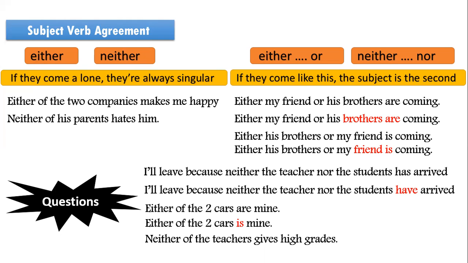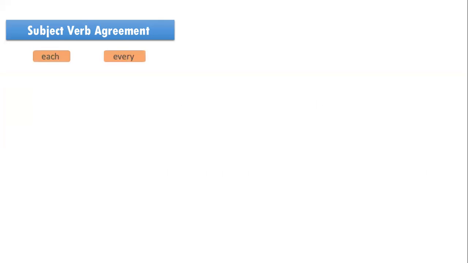All right. Neither of the teachers gives high grades. Is that correct? Yes, it's correct. Do I have any other opinion? Can somebody else tell me something else? No? Yes, it is correct as it is because the word neither, as we told you before, is always singular as long as it comes alone. Let's see the final thing for subject verb agreement.